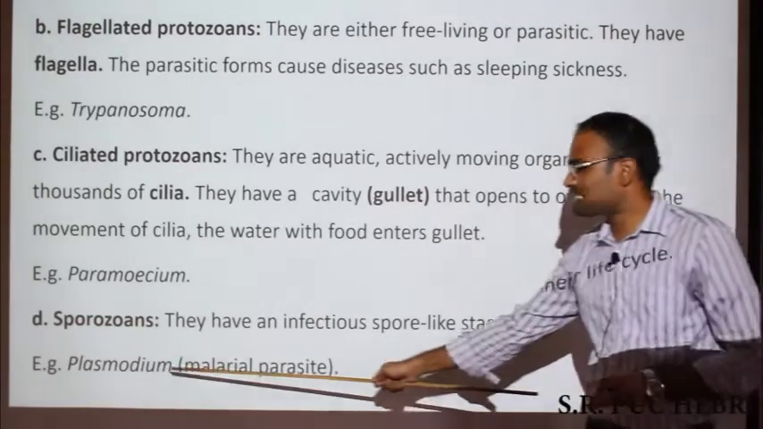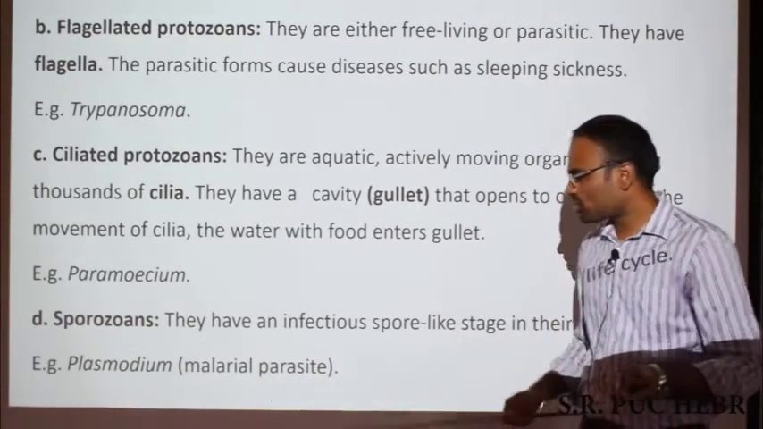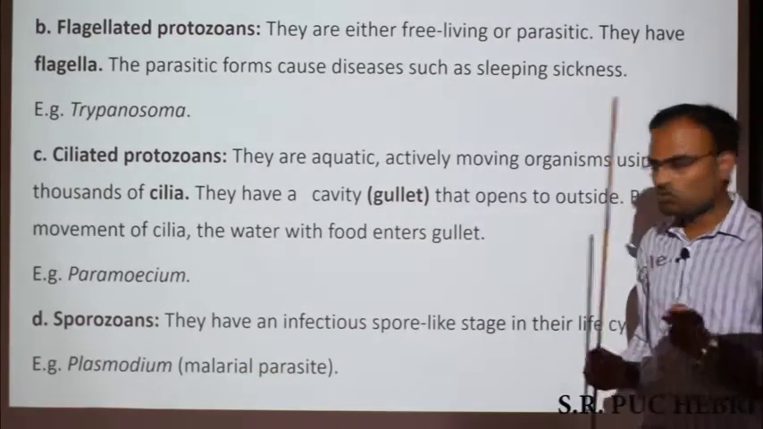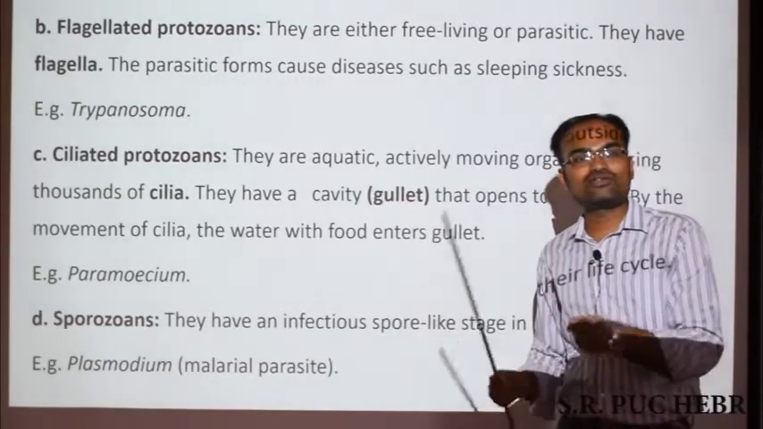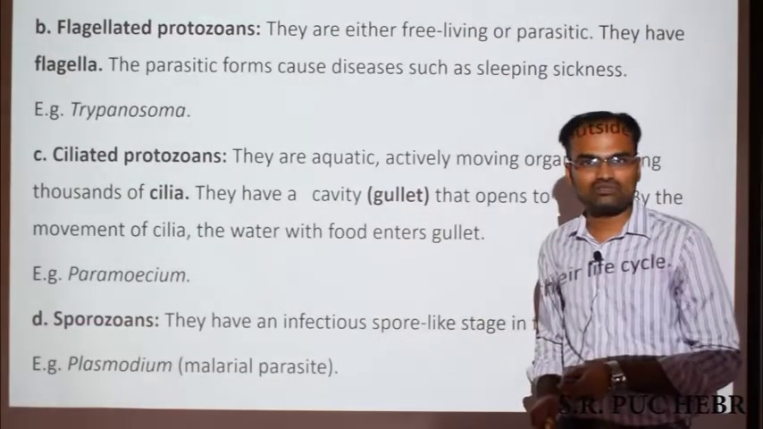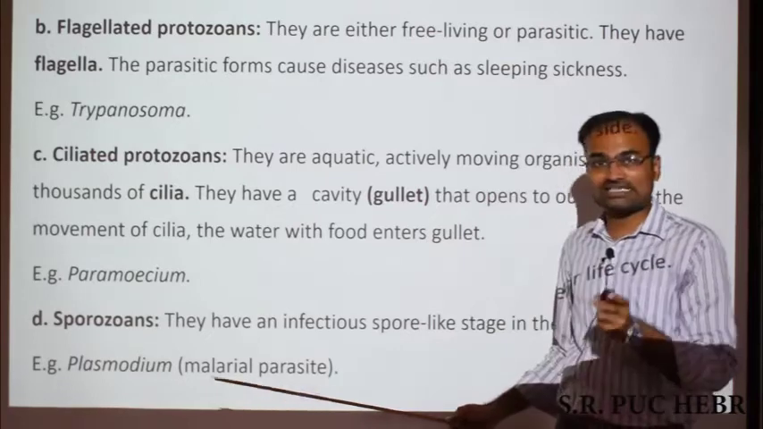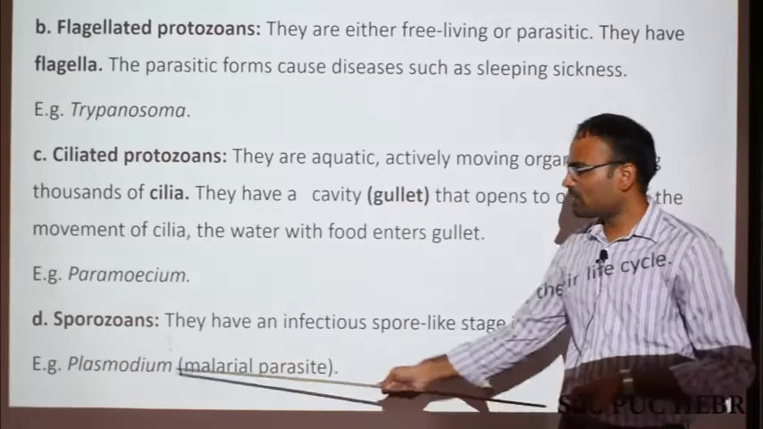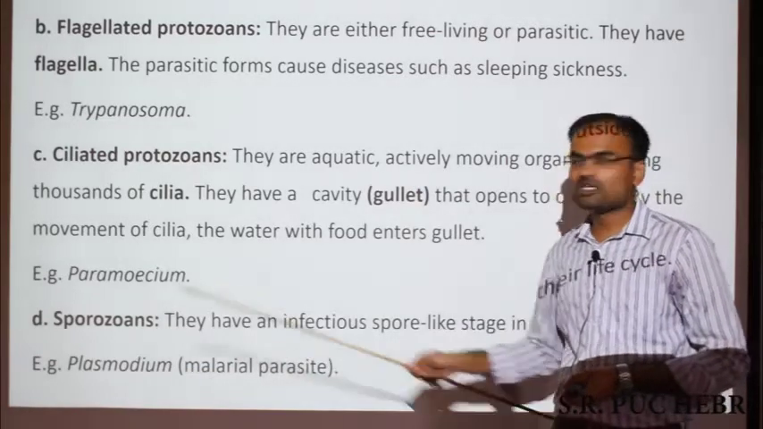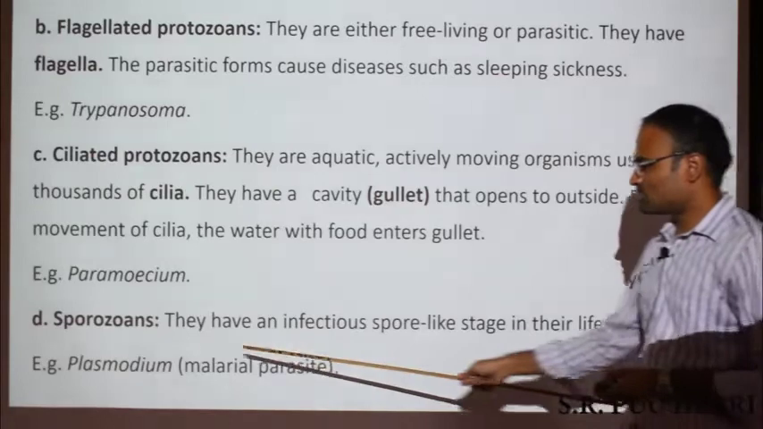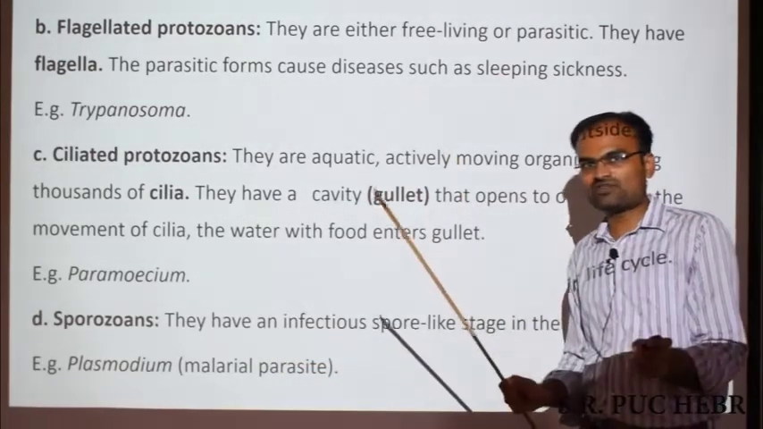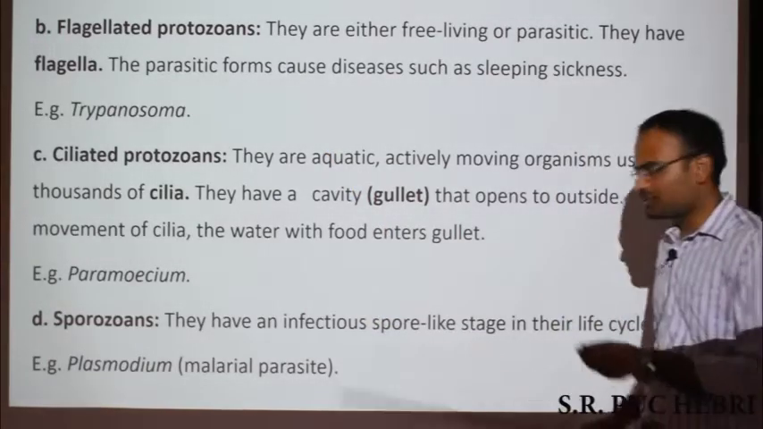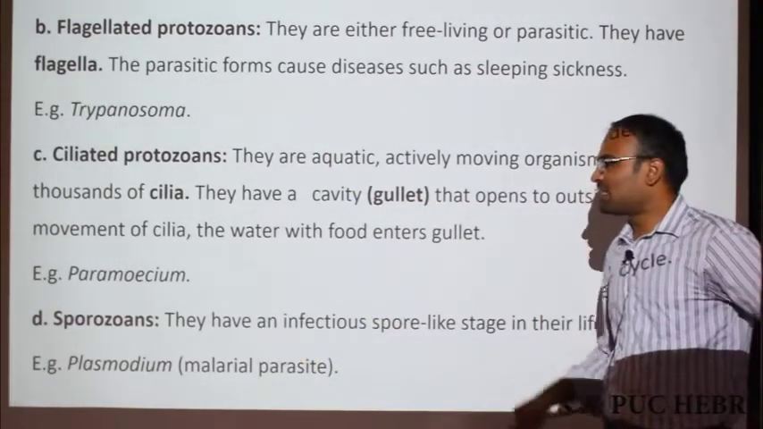Best example is Plasmodium vivax, which we commonly call the malarial parasite. Okay, Plasmodium vivax is the one which causes malarial fever in human beings. So this is very important from the exam point of view, the malarial parasite, simple one. Plasmodium comes under the group sporozoans. Remember, whenever Plasmodium is in its original form, it cannot cause disease, but whenever it is in the spore-like stage, it causes the malarial disease.